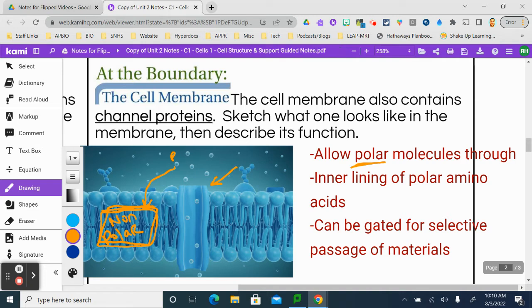They can be gated. What I mean by gated is, imagine that we have this little area in the middle that kind of pinches off, and the cell has the ability to open and close it as needed.